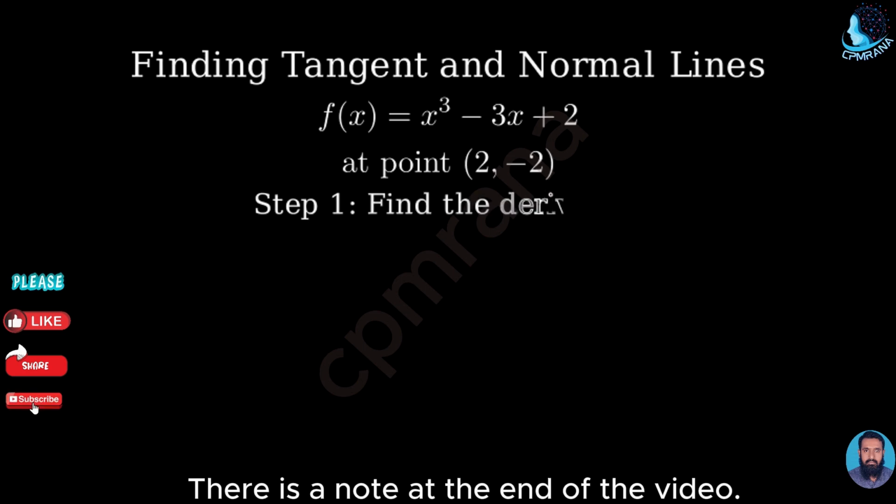First, we need to find the derivative of our function. Using the power rule and constant rule, the derivative f prime of x equals 3x squared minus 3. Step 2, we'll find the slope of the tangent line by evaluating f prime at x equals 2. Plugging in x equals 2, we get 3 times 2 squared minus 3, which equals 9.